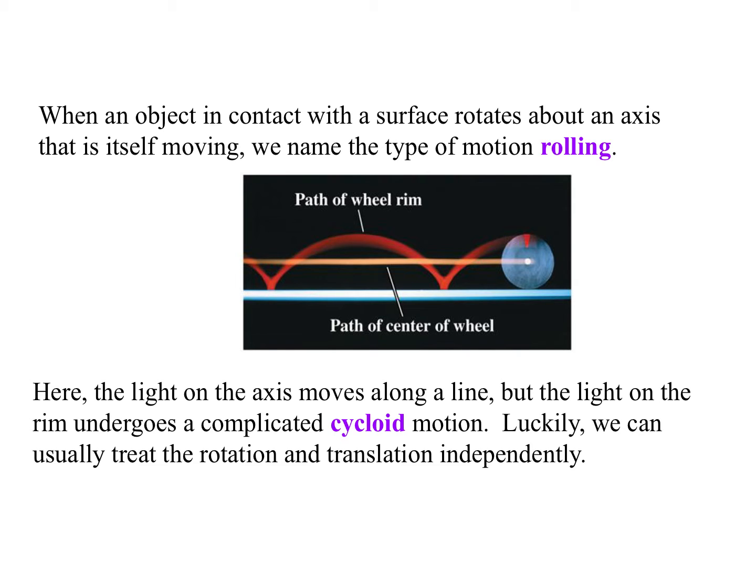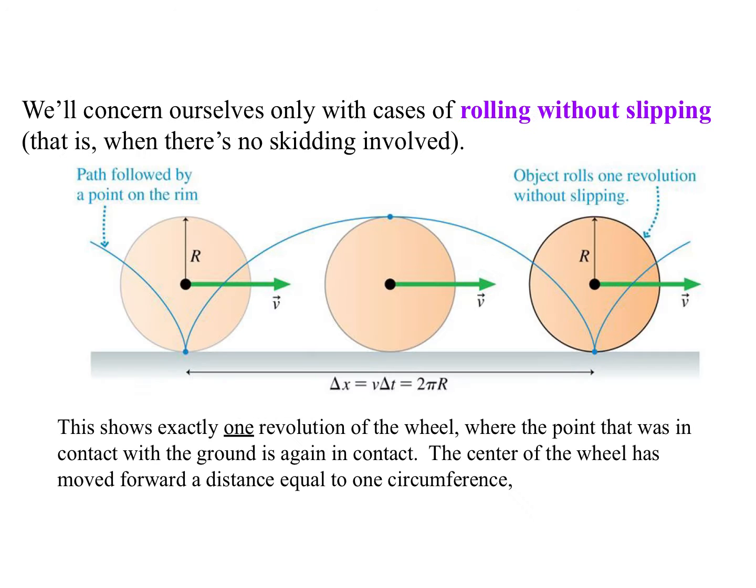Here we have a time-lapse picture of a cylinder that has a light in its center and a light on a rim. And we can see that the light on the axis, on the center, just kind of moves in a straight line. But the light on the rim undergoes very complicated motion, which is mathematically called a cycloid. It has some clever parametric representations, so you might run into it in a math class later on. Anyway, it's pretty complicated and annoying, but luckily we can usually treat the rotation and translation independently.